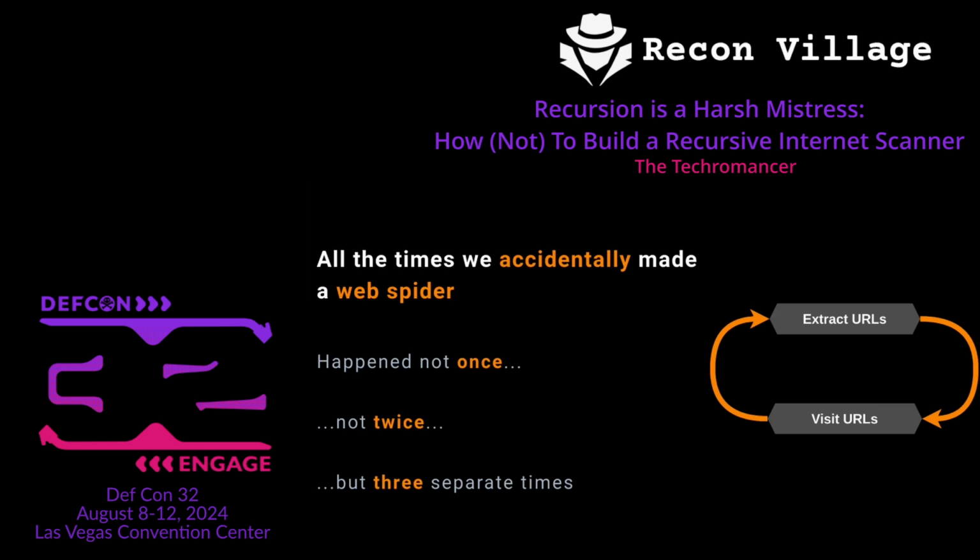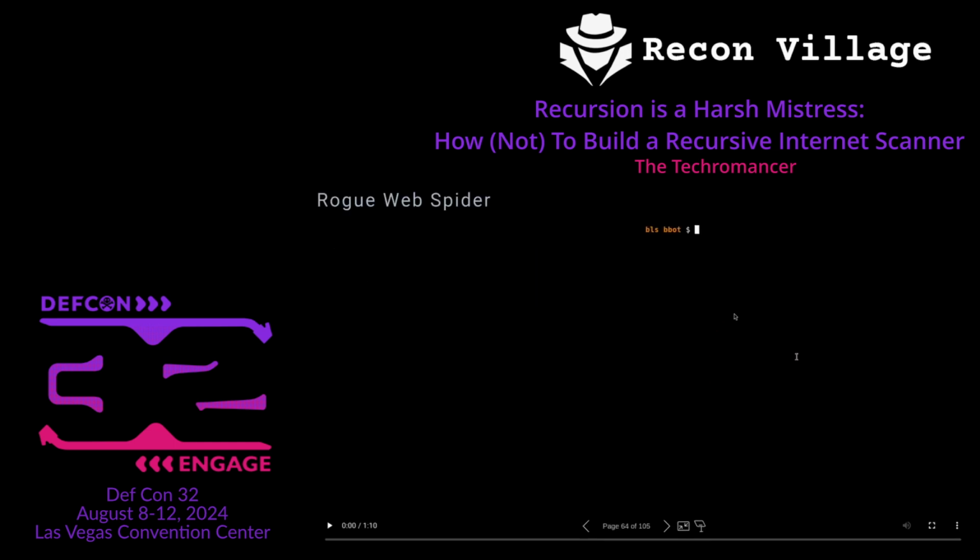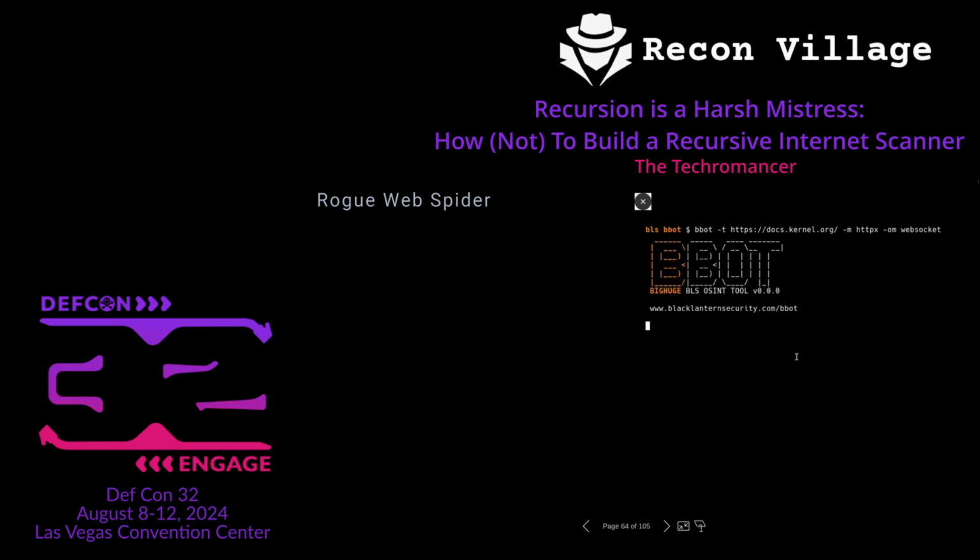like a recursive system, like BBOT, there's actually only two ingredients that you need to make a full-blown web spider. So the first one is you need to visit URLs. Simple, right? And the second ingredient is you need to extract the URLs from that response. That's a loop. It's all you need. If you have those two things in a recursive tool, you have a web spider. So if you're curious what a rogue web spider looks like, this is what it looks like.